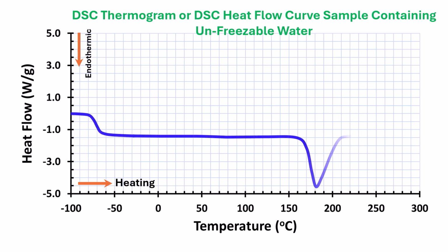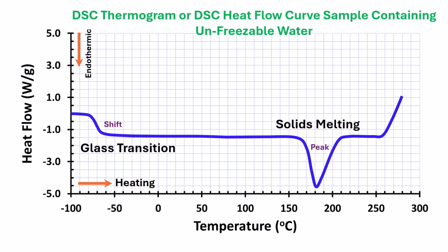DSC heat flow for a dried apple slice shows as displayed in this diagram. We could observe a shift indicating glass transition, and then an endothermic peak as solids melting, and then a change in slope indicating degradation or compositions. We could observe the shift with two baselines as shown.